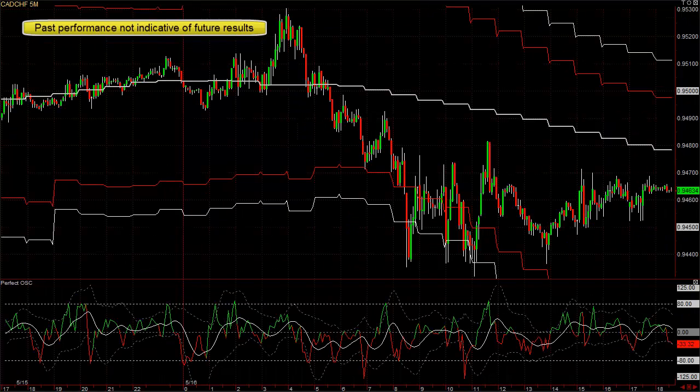Alright, so here's the CAD Swiss. Notice the chart. A couple things this has going for us. At 830, it's underneath the 2.0 band. It's also at an extreme here. It also had an extreme earlier. You can see right here.